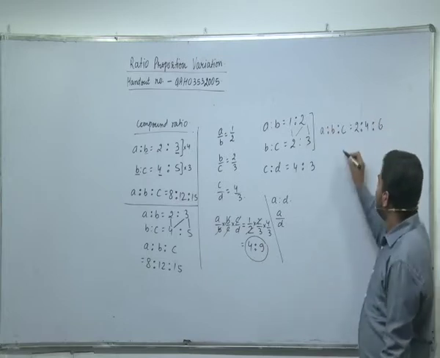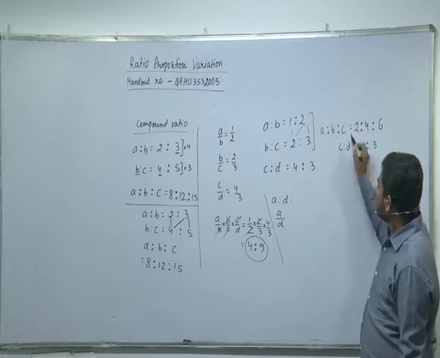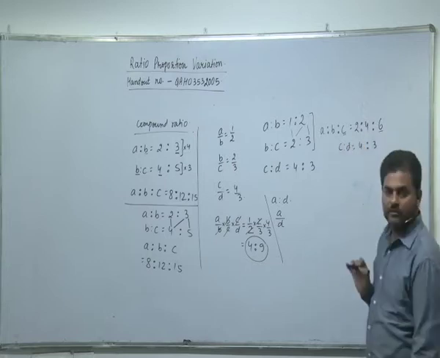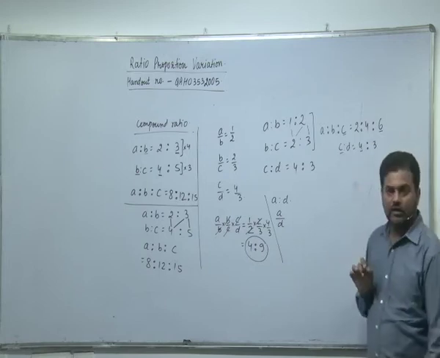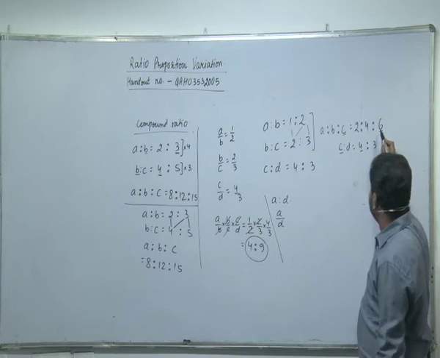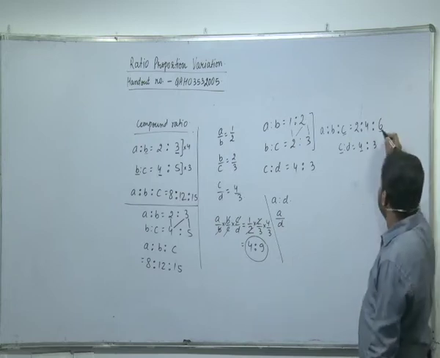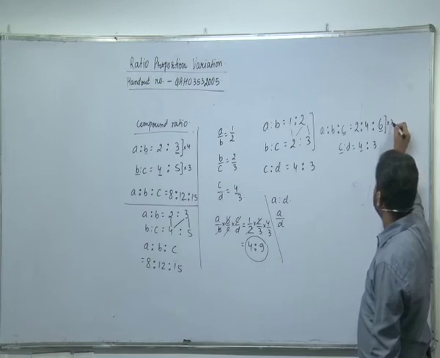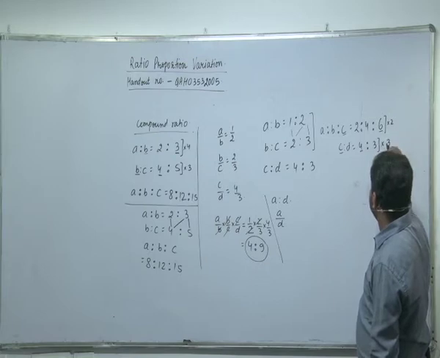Fine? And then C is to D was 4 is to 3. What is C here? 6. What is C here? 4. So we have to make these two equal. So what is the LCM of 6 and 4? LCM of 6 and 4 is 12. So to make this 12, I need to multiply this by 2. To make this 12, I need to multiply this by 3.